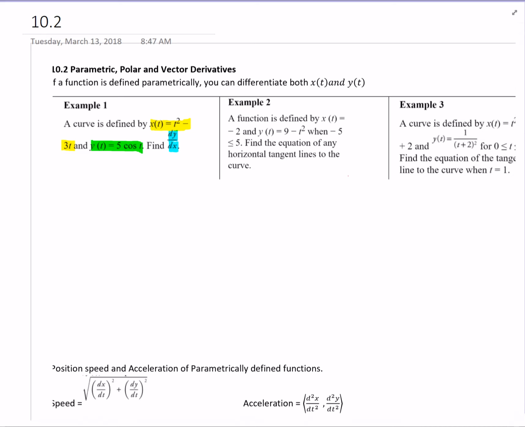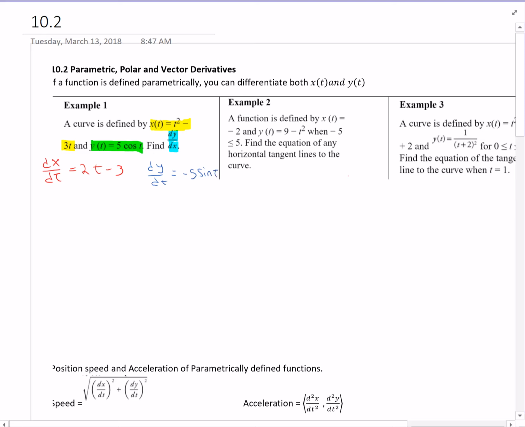So what we're going to end up doing is finding dx/dt, the derivative of x with respect to t, which in this case is 2t minus 3. And we're also going to find dy/dt, which is the derivative of 5 cosine t, which is negative 5 sine t.